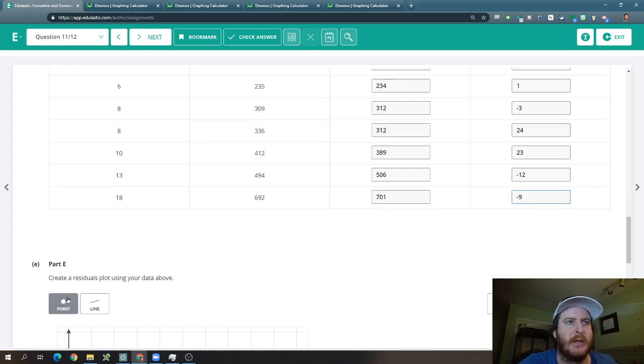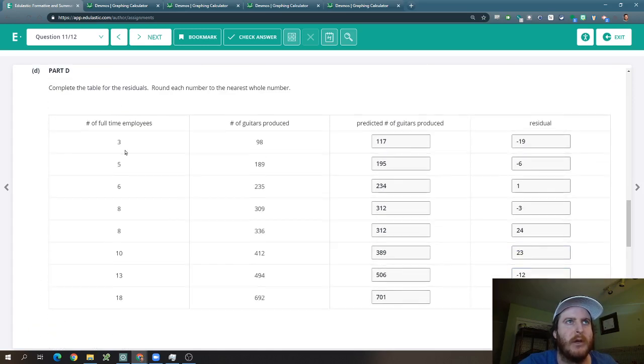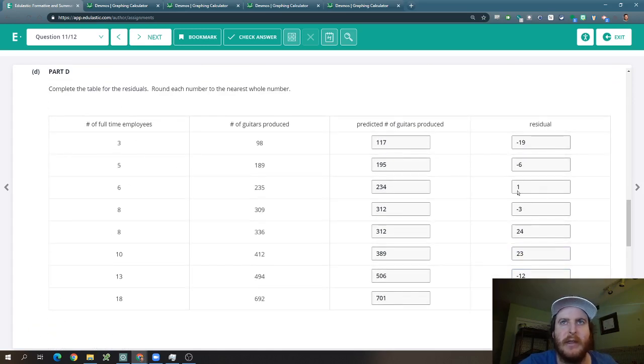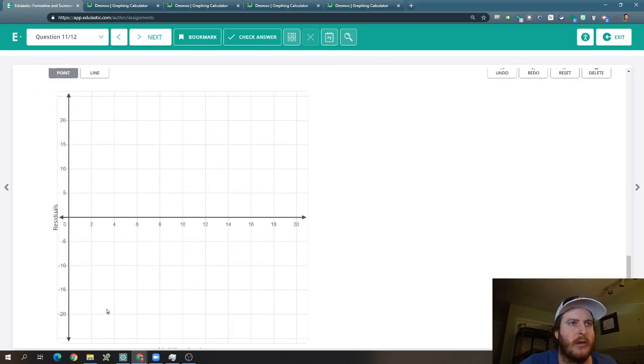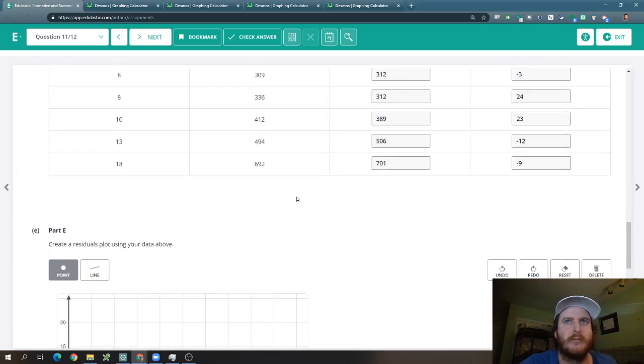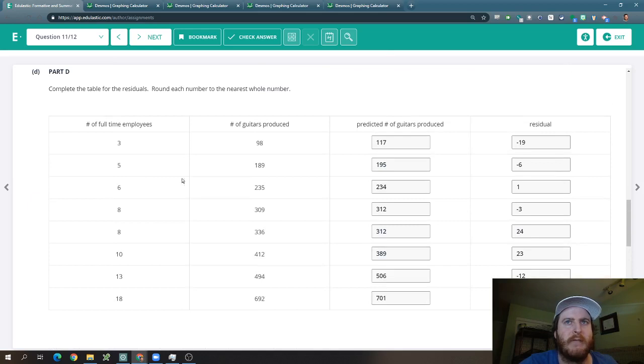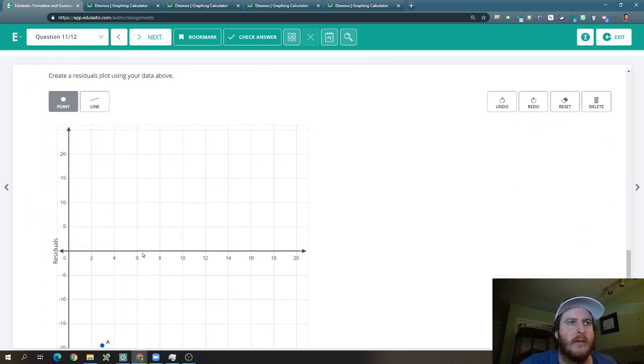Right, part E is to create a residuals plot. So we're going to use the x-axis and then the residuals as our y's. So 3 and negative 19. At 3, we're going to go down to negative 19, somewhere right here. Then at 5, we'll go negative 6. At 6, we'll go to 1.